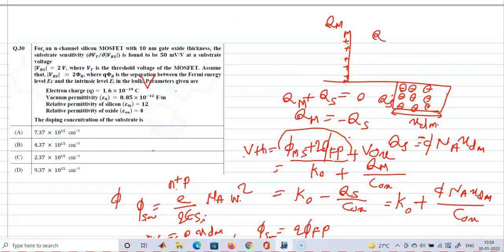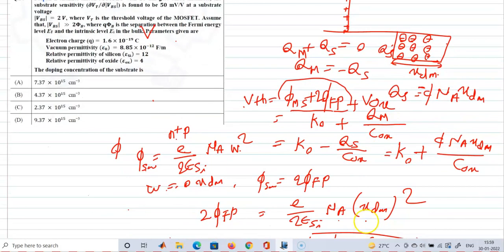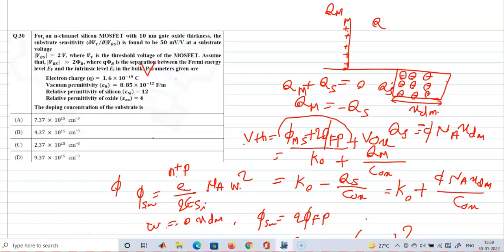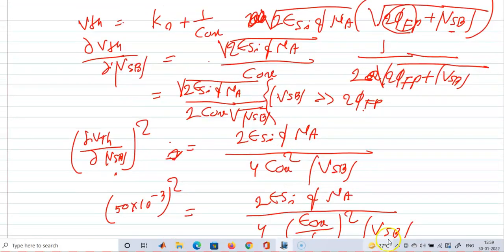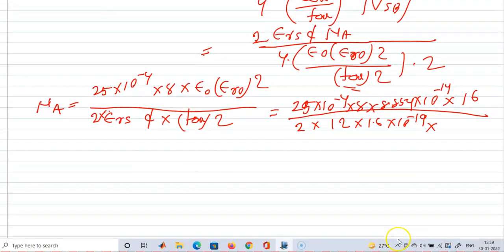TOX they have been given as how much? 10 nanometer. When you convert into centimeters, you have 10 to the power minus 6 centimeters. Okay, because 10 nanometer is 10 to the power minus 6, and the square of that will be 10 to the power minus 12.